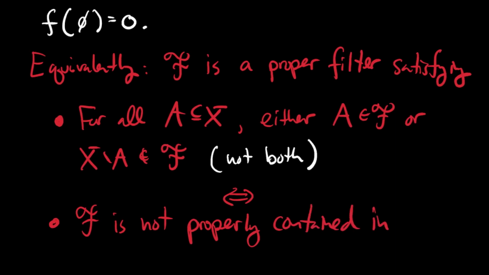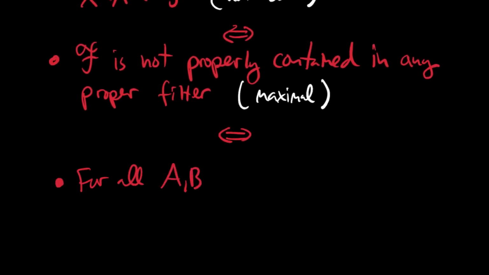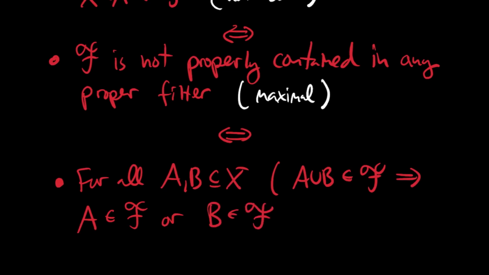Now there are two other equivalent formulations of ultrafilters. The first is that ultrafilters are just maximal filters. And the second characterization is that ultrafilters are just prime filters, meaning that if they contain the union of A and B, they have to contain either A or B.